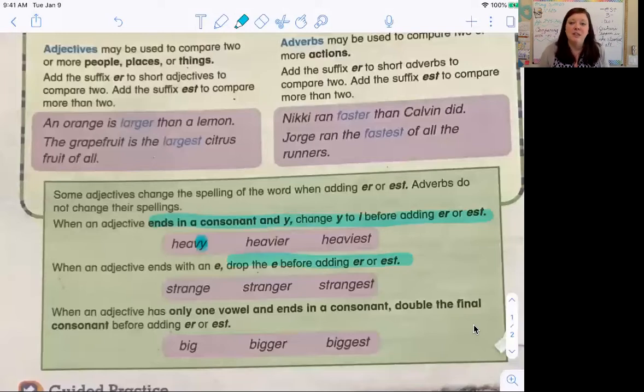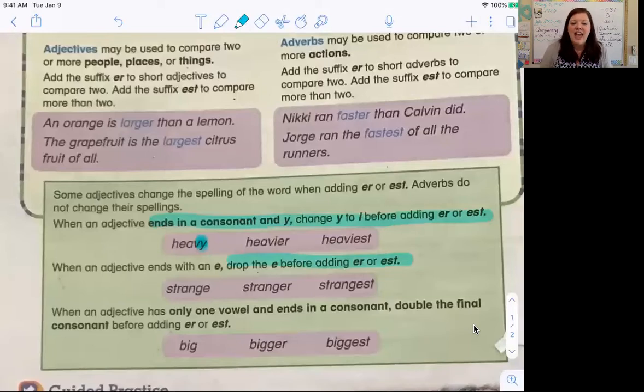Let's look at our final spelling rule for today. If you have a short word that ends with a short vowel sound and one consonant, you will double that final consonant before adding ER and EST. Once again, we have seen this rule several times already this year, but this time we're just adding ER or EST to the end. Let's look a little more closely at this rule.